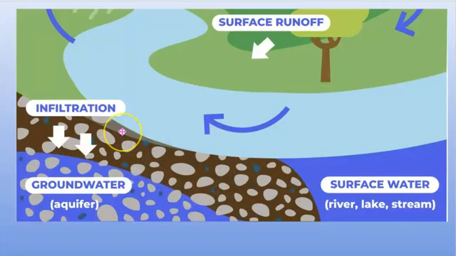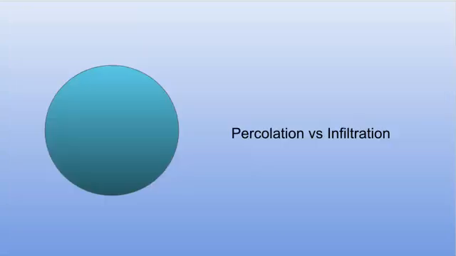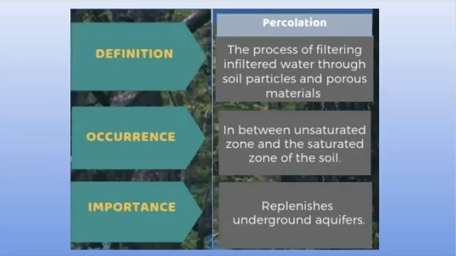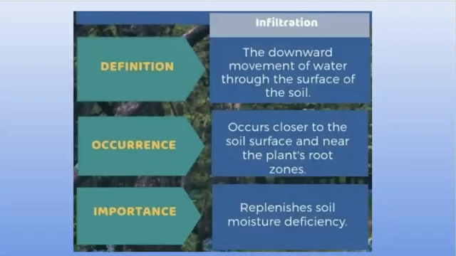Now, this diagram also includes infiltration, which can sometimes be confused with percolation if an individual doesn't take care to learn the difference. However, we are going to be learning the difference today. So percolation is the process of filtering infiltrated water through soil particles and porous materials. It occurs in between the unsaturated zone of soil and the saturated zone of soil. The importance of this is that it replenishes underground aquifers, which we will get to later in this presentation.